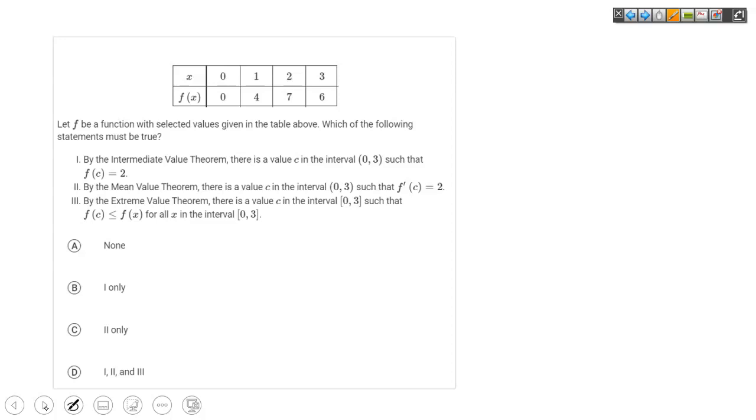So an infamous, which of the following is true type question. f is a function with the selected values in the table. Which of the following statements must be true? Statement 1: by the Intermediate Value Theorem, there is a value c in the interval 0 to 3. So that means we're looking at f of 0 and f of 3.